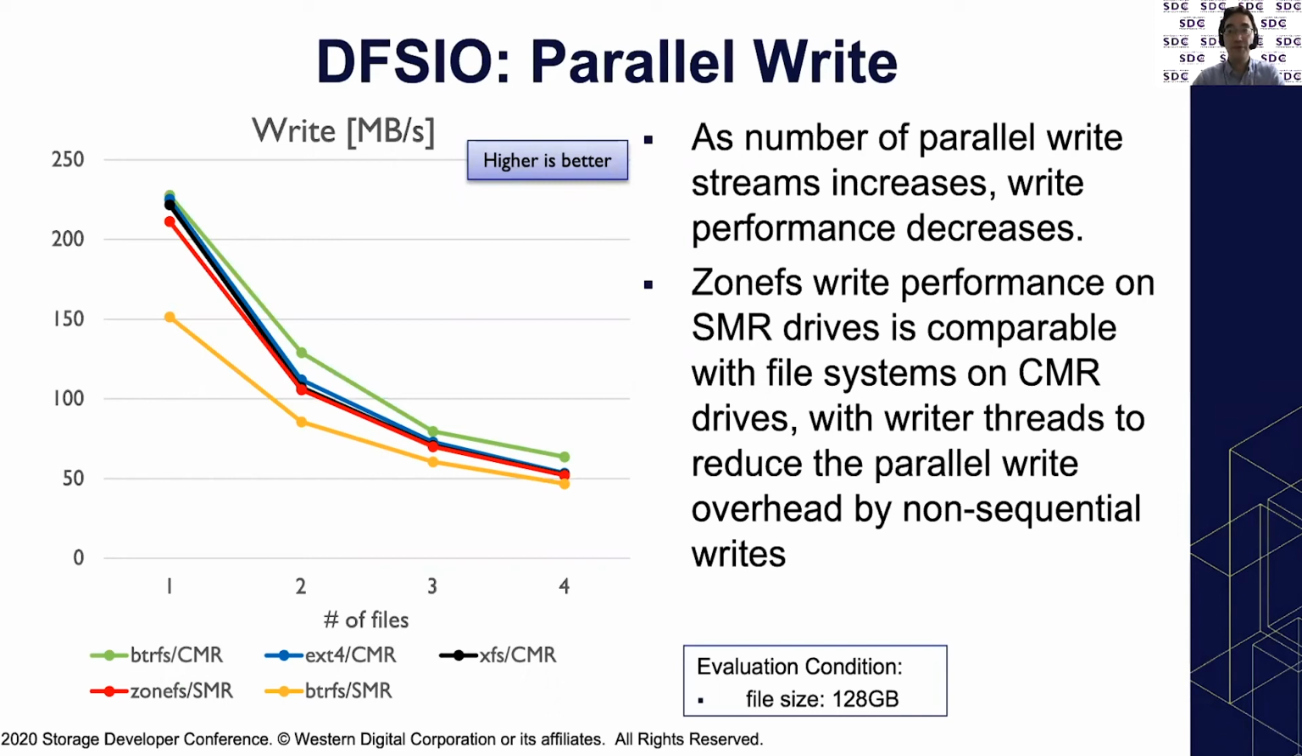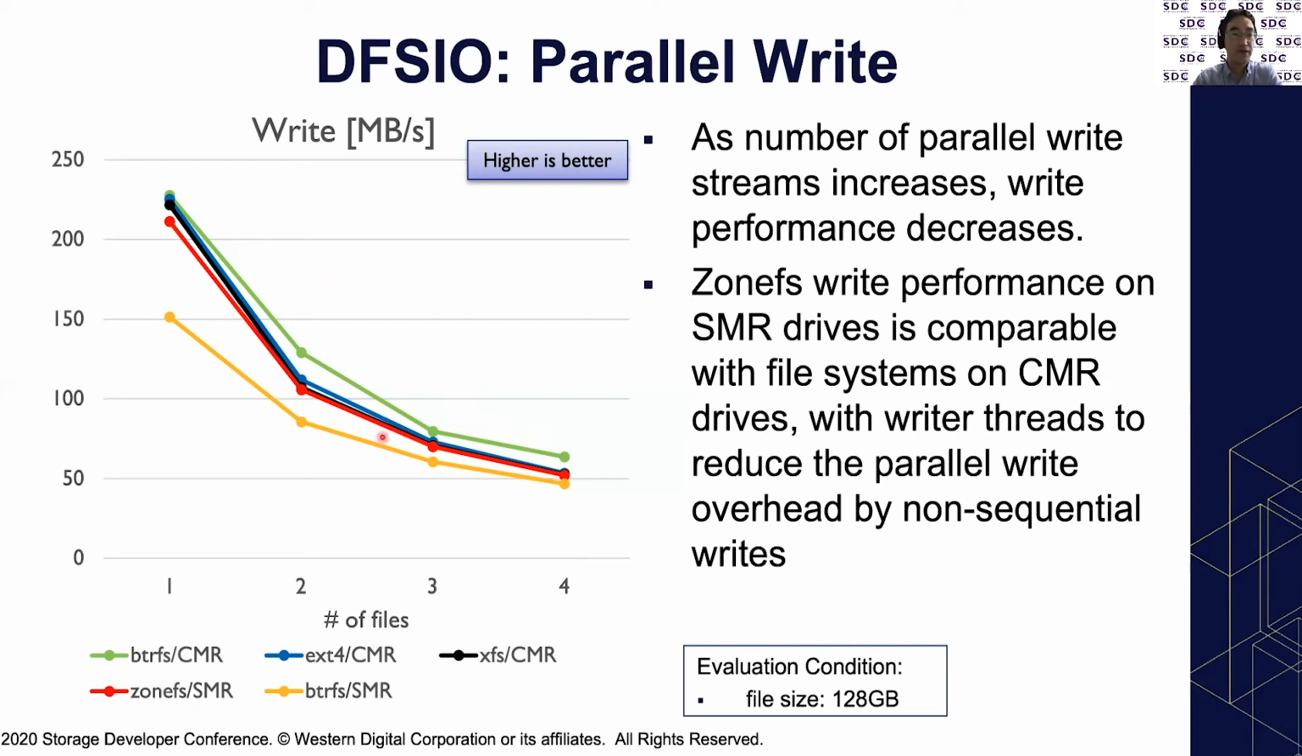As the next step, I measured parallel I/O throughput. DFSIO can measure throughput of multiple number of files. This chart shows the write throughput changes from single file to 4 files. We can see that as number of parallel write stream increases, the write throughput decreases. With 2 streams, the throughput becomes half of the single write stream, and with 3 streams, the throughput is almost 1/3.